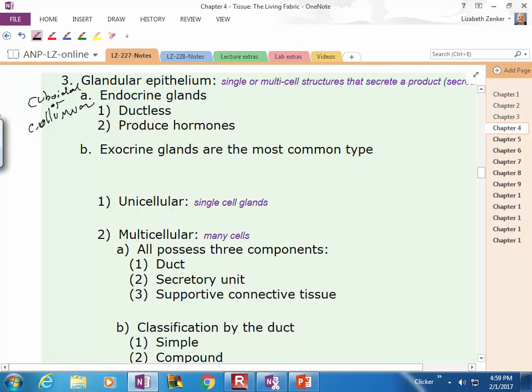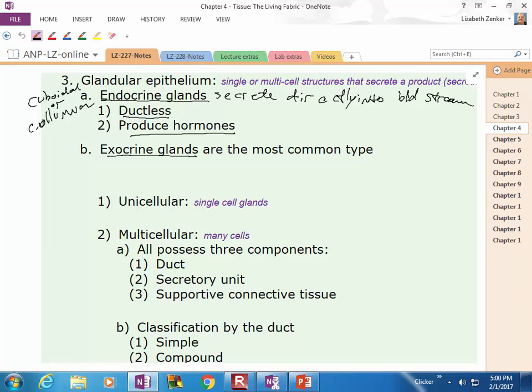So we have two main glands we're going to talk about, endocrine glands and exocrine glands. Endocrine glands secrete directly into the bloodstream. They are ductless and they produce hormones. And you guys have seen hormones before. What are the two types of hormones you've seen? Lipid-based and protein-based. If it's lipid-based, it's going to be cholesterol or the steroid types, right? And otherwise, it's protein-based, okay?